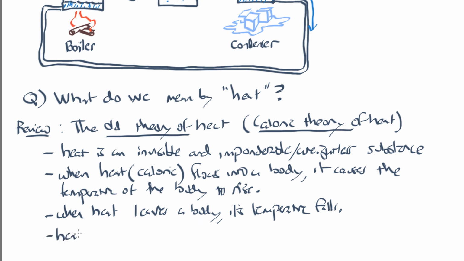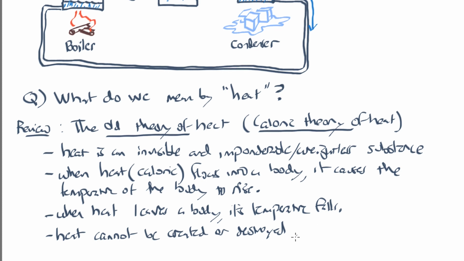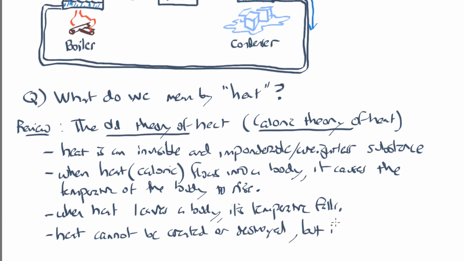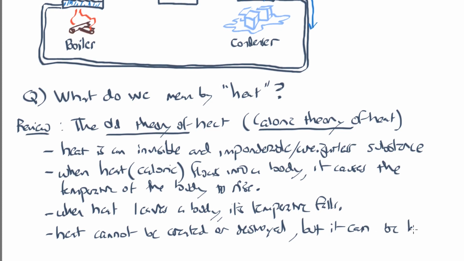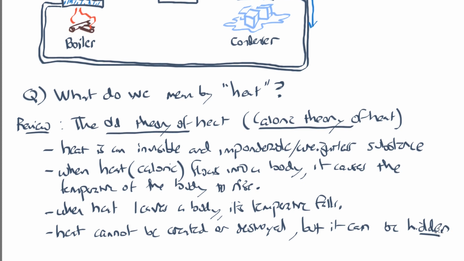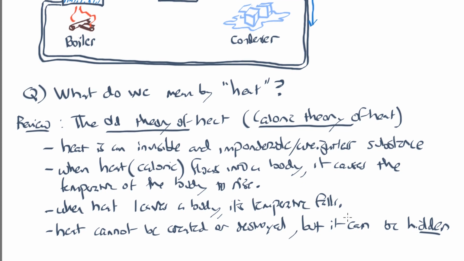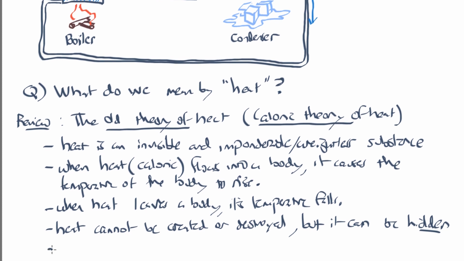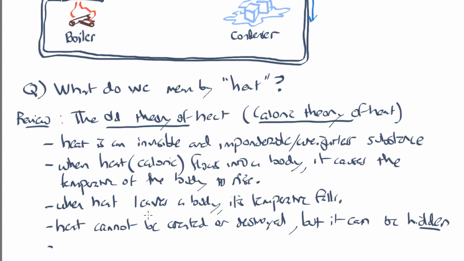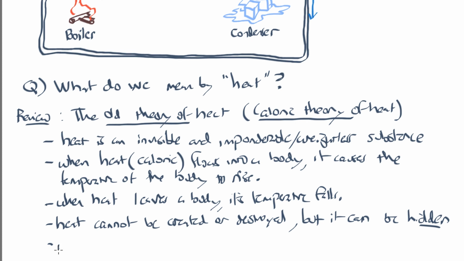Importantly, heat cannot be created, according to this theory, or destroyed. It is an indestructible substance that simply goes from one place to another. And although it cannot be created or destroyed, it can be hidden. What do we mean by that? Why do we think that it can be hidden? Well, in some cases, heat can flow into a body, but the temperature does not rise.